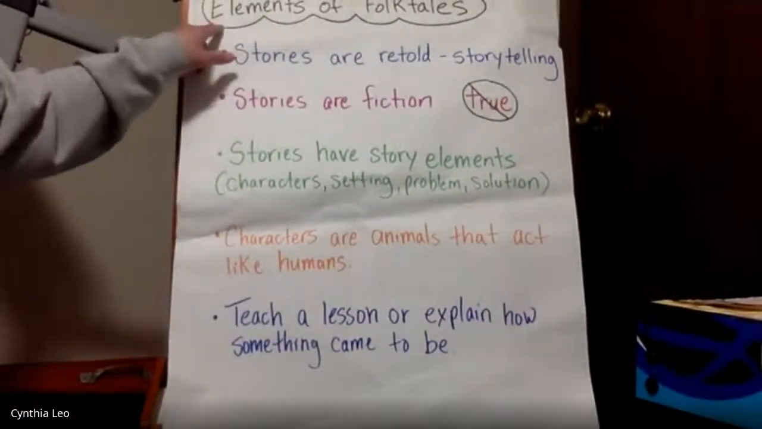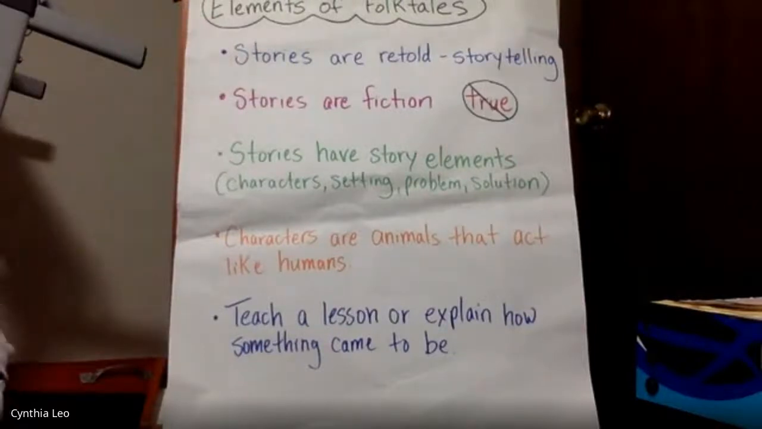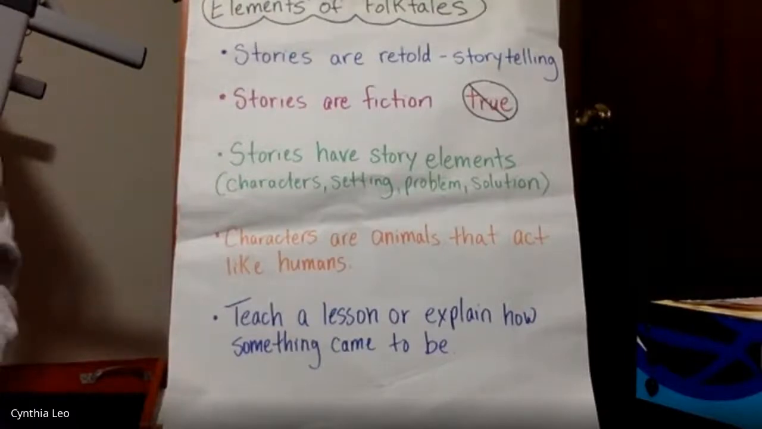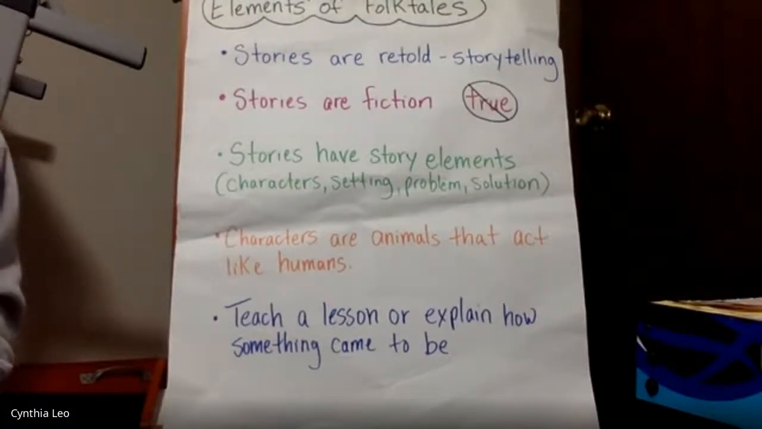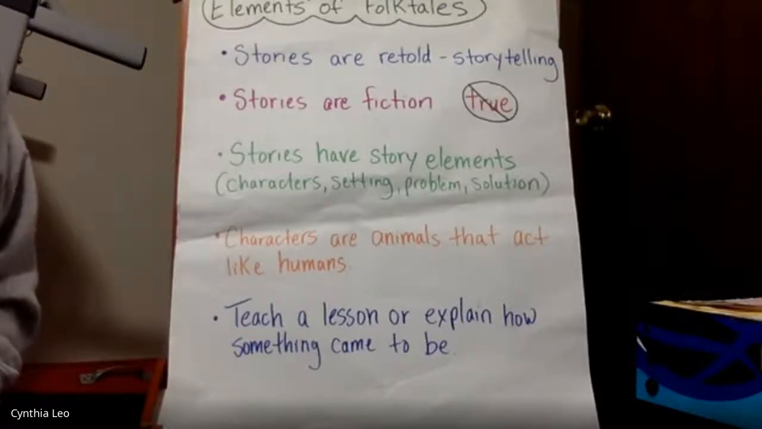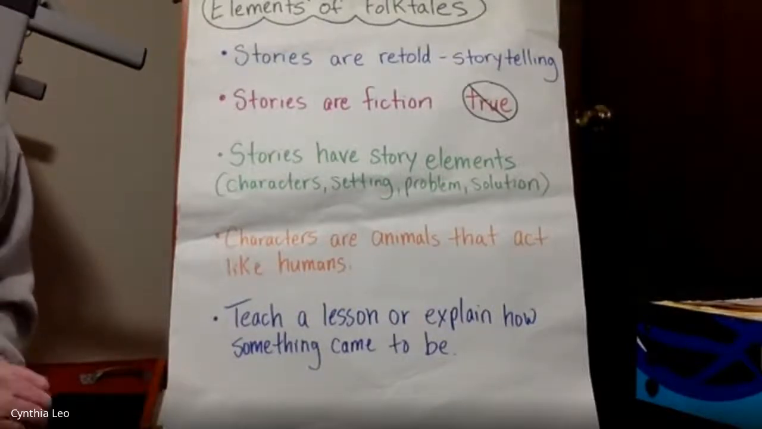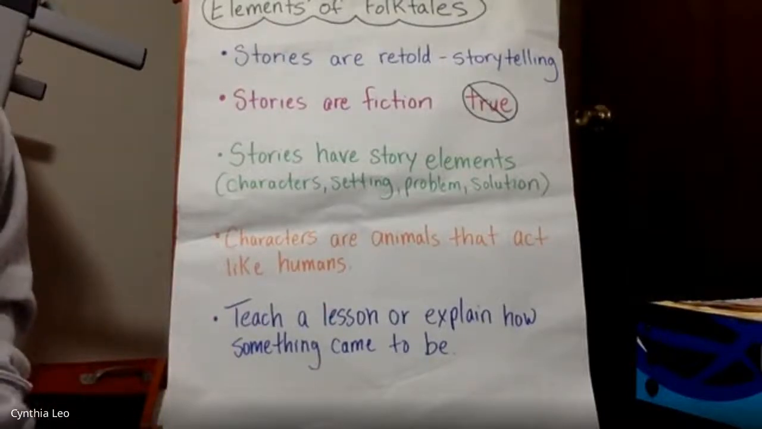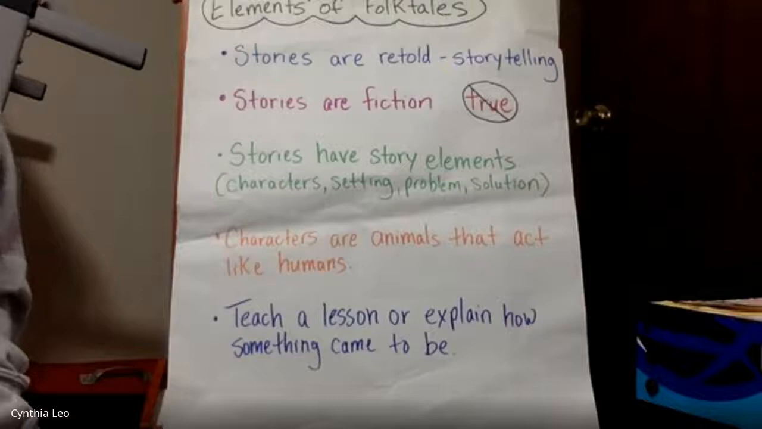At the top here it says elements of folk tales. That's what we're talking about today: what makes a folk tale a folk tale. Let me tell you some things. Stories are retold, storytelling. Stories are passed down from generation to generation, and that's how these folk tales came about. They usually were told orally. Nobody wrote them down. Eventually somebody did, but most of the folk tales long ago were not written down.